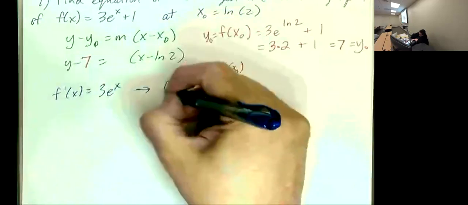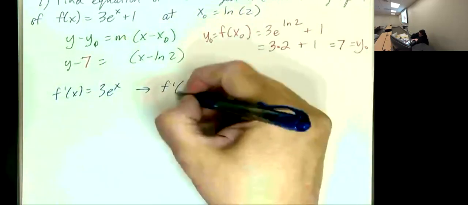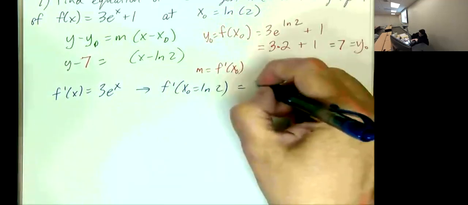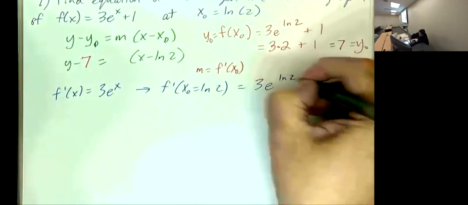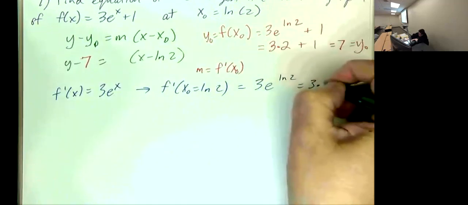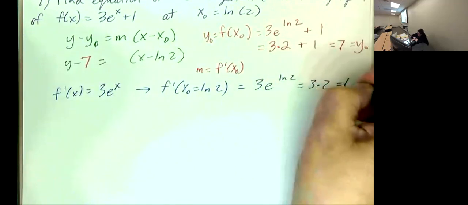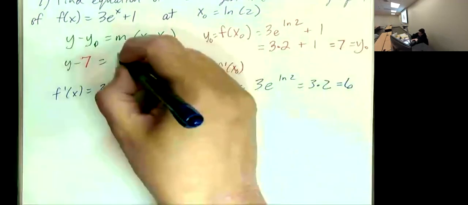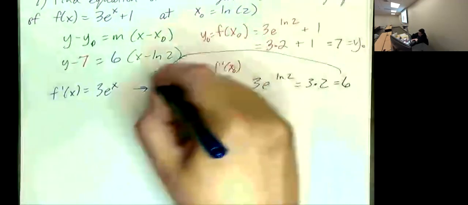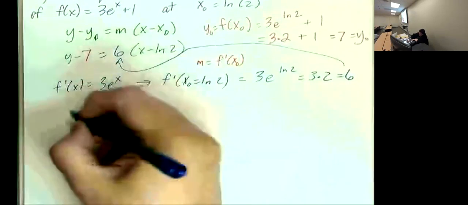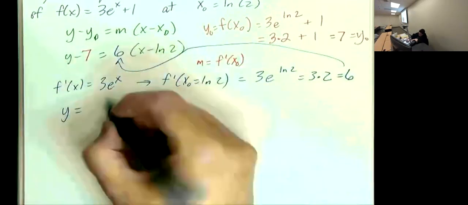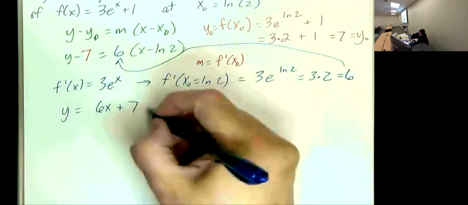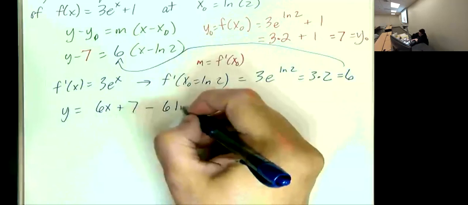Now we evaluate that at x naught, which is natural log of 2. So I have 3e to the natural log of 2. We just did that in the first one, and the y naught is 6. So m equals 6. And I end up with y equals 6x plus 7 minus 6 times the natural log of 2.